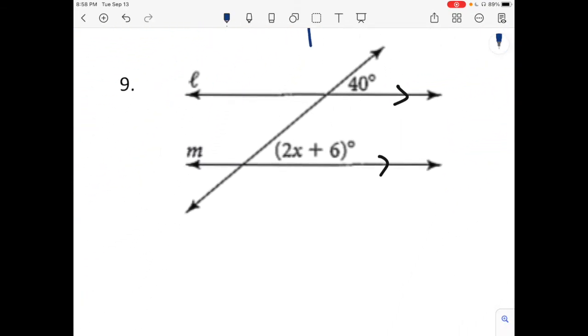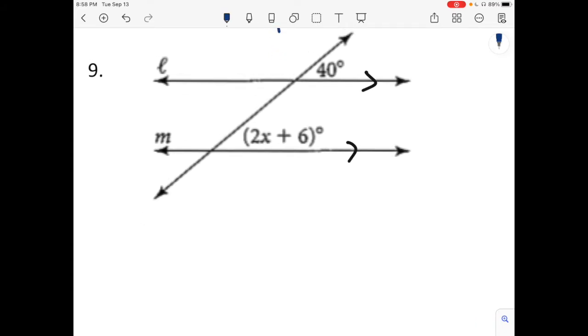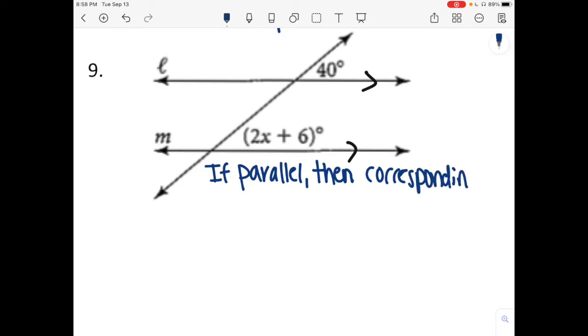All right, number 9. We have parallel lines again, and we have angles at the same location at different intersections. So they're both at the top right. So we're going to say if parallel, then corresponding angles are congruent. So we are going to set those equal.